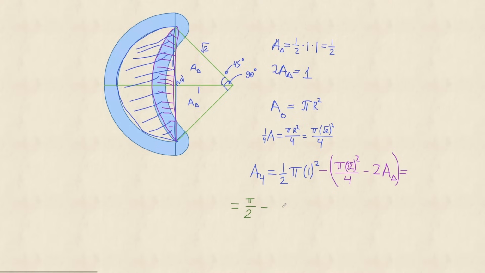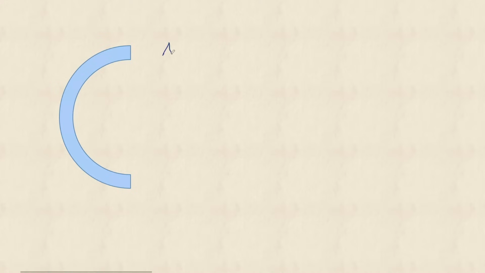So if we combine like terms and simplify everything, we'll get pi over 2 minus (2 pi minus 4), everything over 4. And if we simplify everything here, we'll just get pi over 2 minus pi over 2 plus 1, which is equal to 1. So area 4 is equal to 1. Now let's move on to calculate the next area.